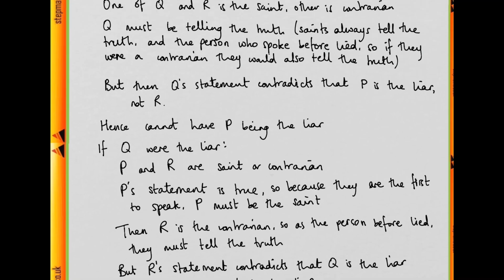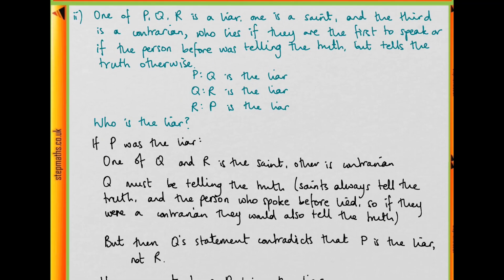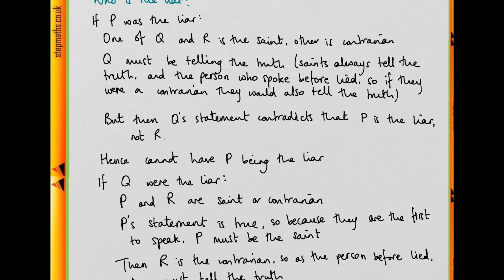And so let's just check that that works if R were the liar. Well, if R were the liar, then P and Q would have to be saint or contrarian. And we see that P's statement is false, so P can't be the saint. So we'd have P being the contrarian, Q being the saint, and R being the liar. And we see that Q's statement is true, so that doesn't contradict them being the saint. And so this would work if R were the liar.